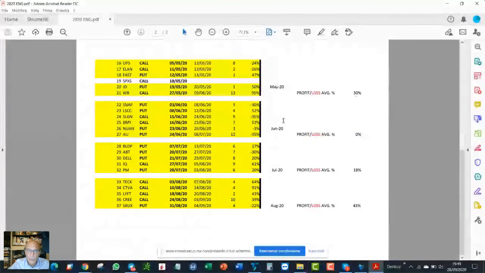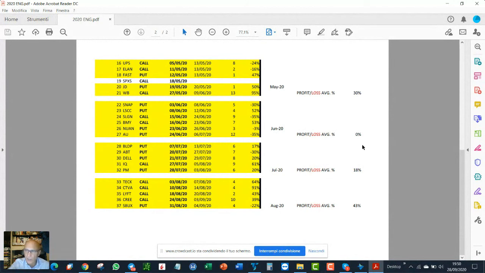Then June was an interesting month because we had six signals, and the profit loss that we had was 0. This can happen. I don't trust systems that win all the time and never have a loss. That's not realistic. In this case, we didn't have a loss, which would be perfectly acceptable, but we ended the month with 0. So for me, it's fine.